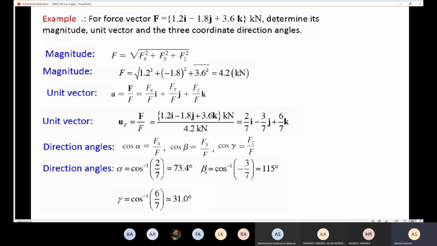And for beta, you need to calculate the inverse, so it's going to equal cosine inverse of minus 3 over 7. Like I said, many students forget to include the minus, and if you have done this, the answer is going to be incorrect. And regarding gamma, it's going to equal cosine inverse of 6 over 7, and the angle came out to be 31 degrees.